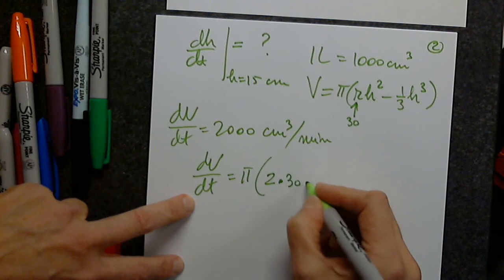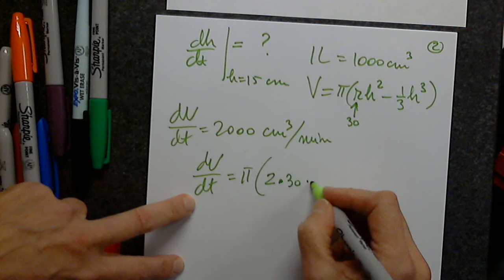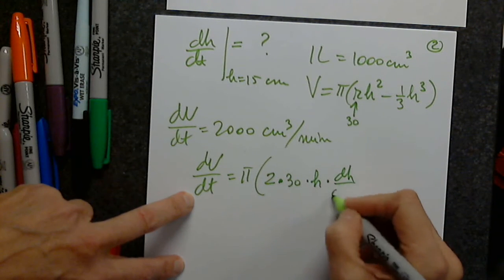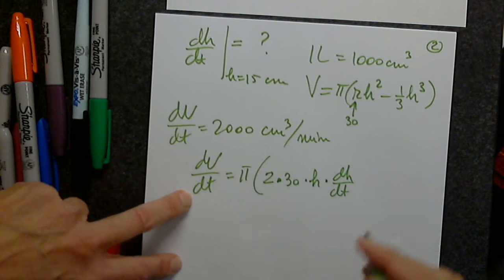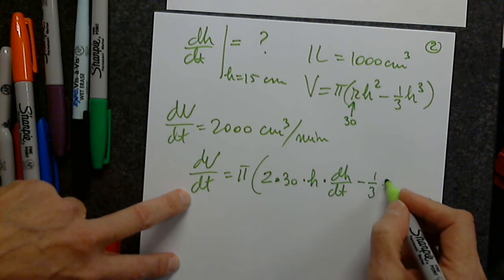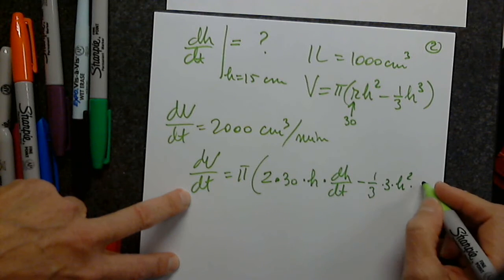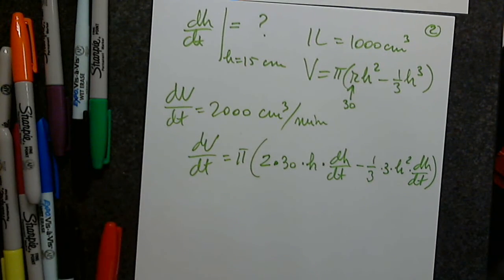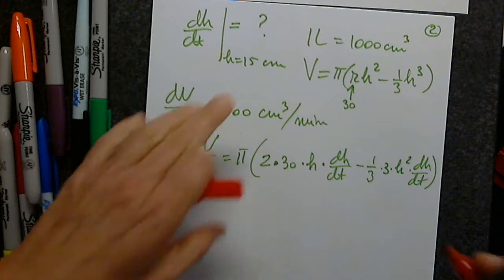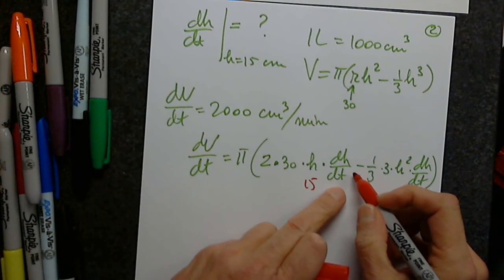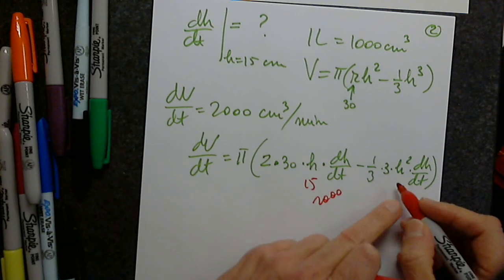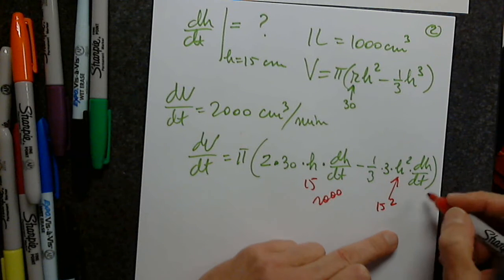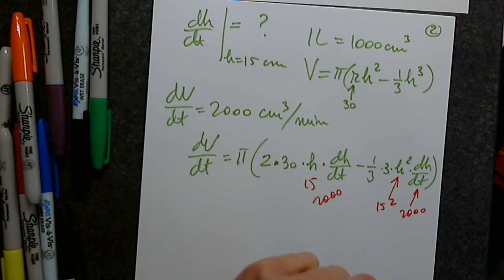So 2 times 30 multiplied by h, minus 1/3 times 3 times h squared times dh over dt. Everything is given to us. We have h, which is 15. We have dh over dt, which is 2,000. We have this, again, which is 15 squared this time. And we have this, which is 2,000. dv dt is 2,000.